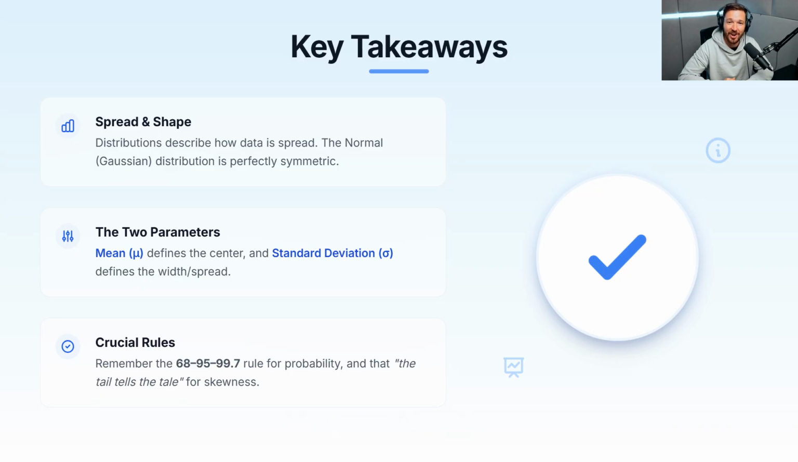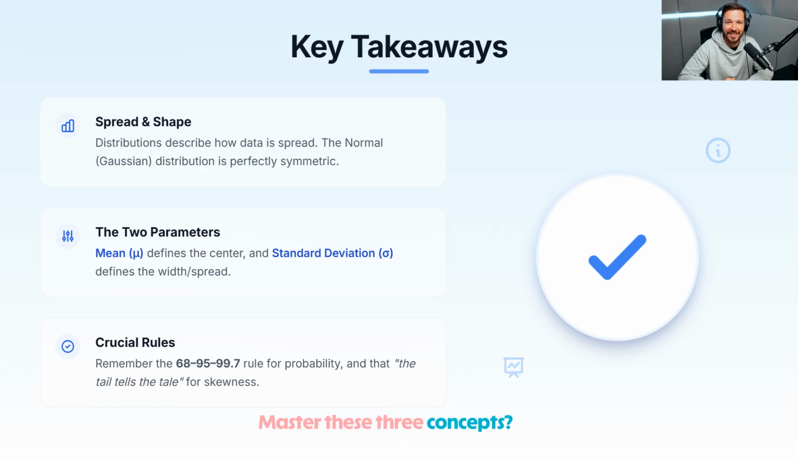Change the mean, the curve moves. Change the standard deviation, the curve reshapes. Crucial rules. Remember the 68-95-99.7 rule for probability, and that the tail tells the tale for skewness. 68, 95, 99.7 gives you instant probability calculations. The tail tells the tale, it shows you where outliers pull your mean and where the real story lives.